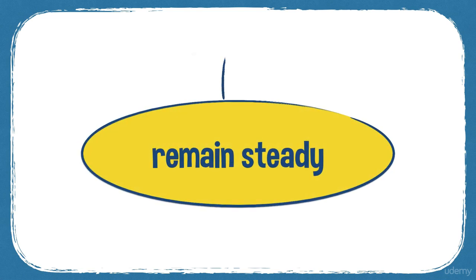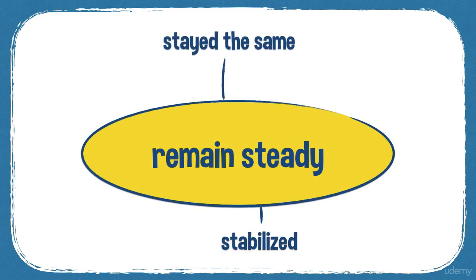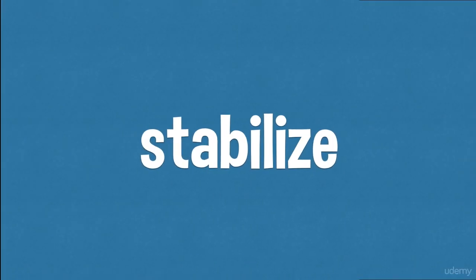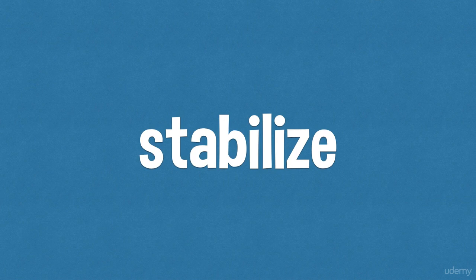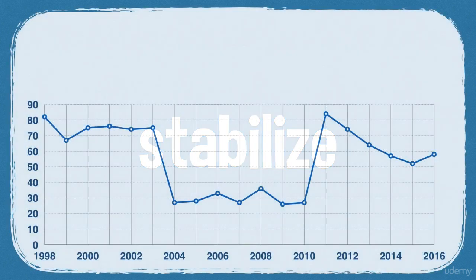And some synonyms: stayed the same, possibly stabilised. But stabilise means something slightly different, which I'll look at now. So stabilise, it's used to show contrast between a steady period and something that came before when it was unsteady, when it was unstable. So if numbers fluctuated and afterwards remained steady, then we can say that numbers stabilised, they became steady.